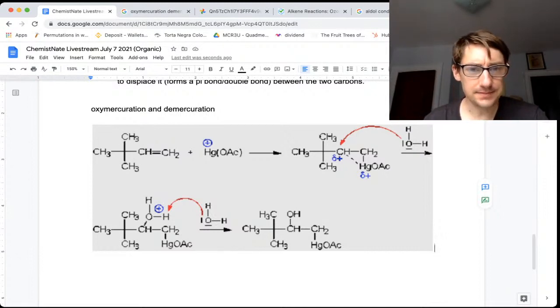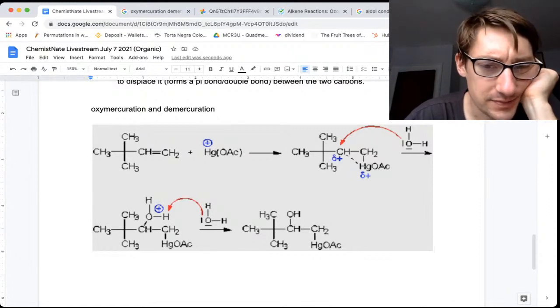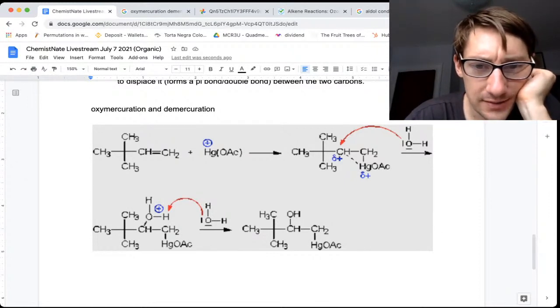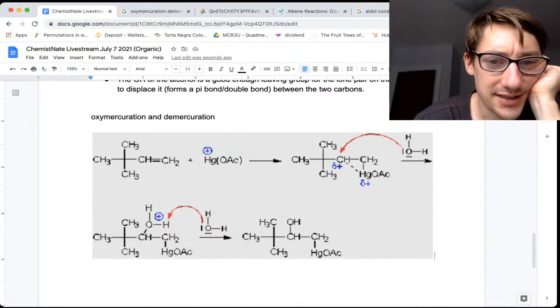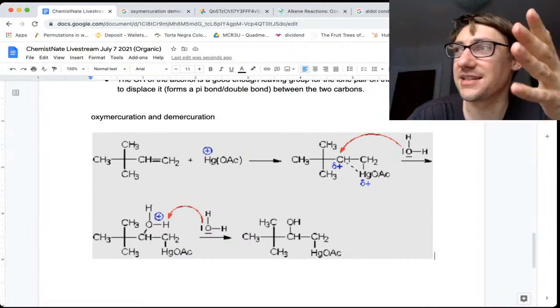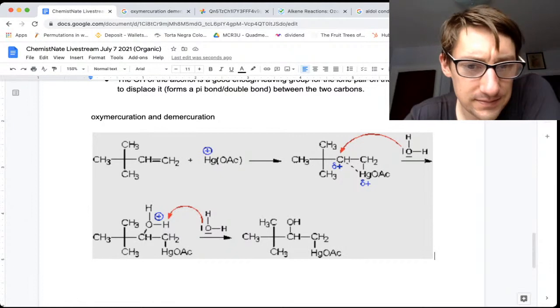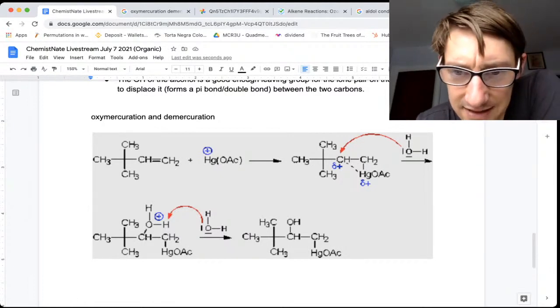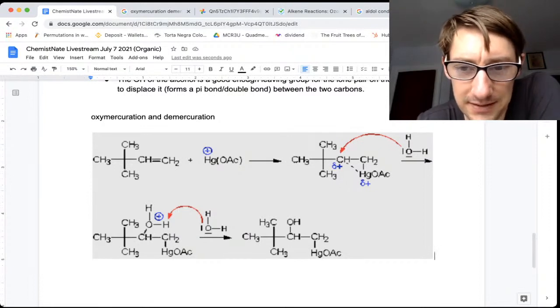Okay. HgOAc. Mercury oxoacetate? I don't know. But the Hg has a plus charge on it. That does imply to me that there's going to be an attack from the double bond, which has electron density, onto the positively charged thing. It attaches itself to the terminal carbon.